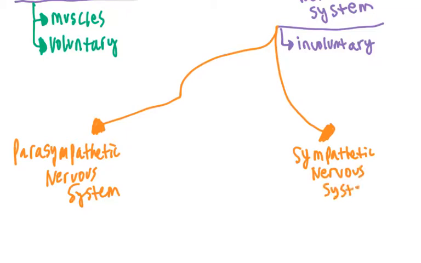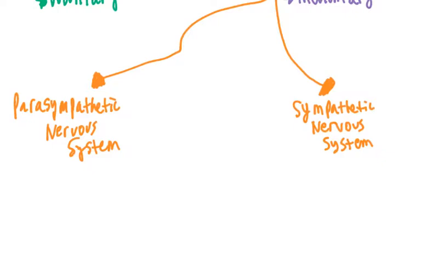Now, what do these two branches do? Like, what do each of these two branches do? Well, just think of the sympathetic nervous system as responsible for your fight or flight response. All right, so maybe you've heard that before.